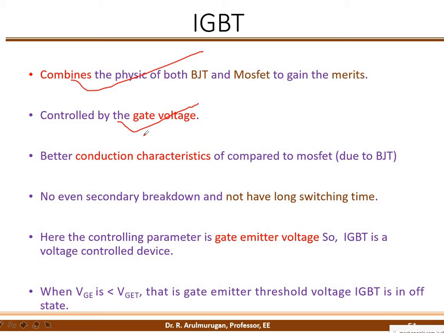Next, compare with the MOSFET and then the BJT. The IGBT has better conduction characteristics compared with the MOSFET. Another speciality of the IGBT is the secondary breakdown. It does not have a long switching time. The switching time and secondary breakdown are very short. You apply the voltage to trigger the IGBT.